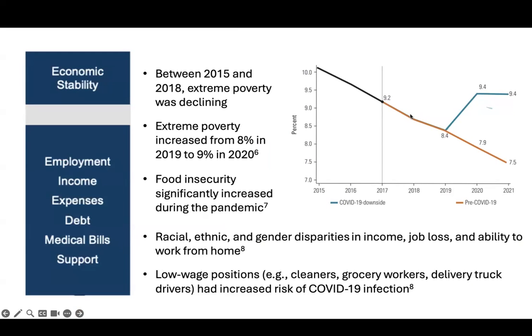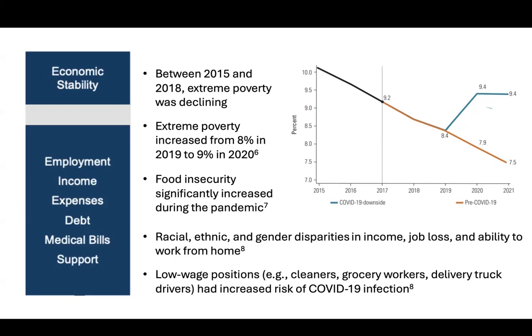So we can see this increase in poverty after this. So food insecurity significantly increased, extreme poverty increased, and we had racial, ethnic, and gender disparities in who was most at risk for these negative outcomes, with more minority groups at greater risk for loss of income, job loss, as well as lower abilities to work from home.